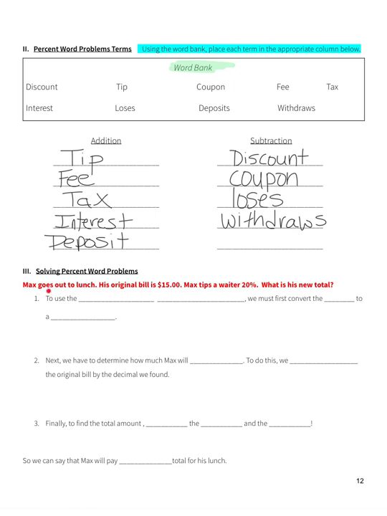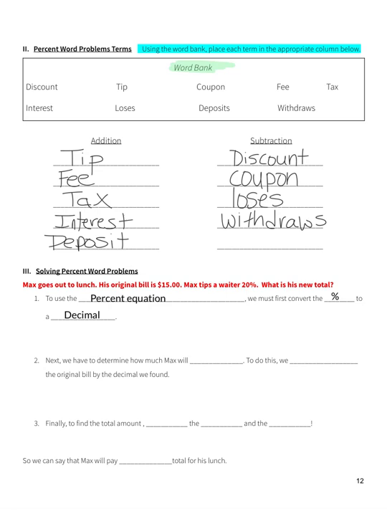Okay, so we got Max. He's going out to lunch. His original bill is $15. He tips the waiter 20%. What is his new total? So how are we going to use this? First, we are going to use the percent equation. And in order to do that, remember, we have to convert the percent to a decimal. Okay, please make sure you have this in your notes. These step-by-step directions will help you when you get lost.